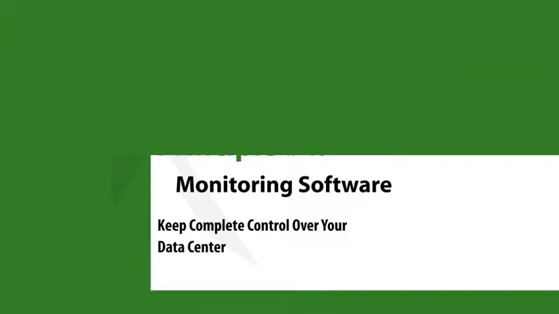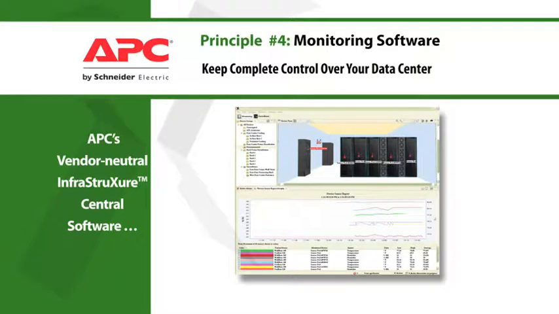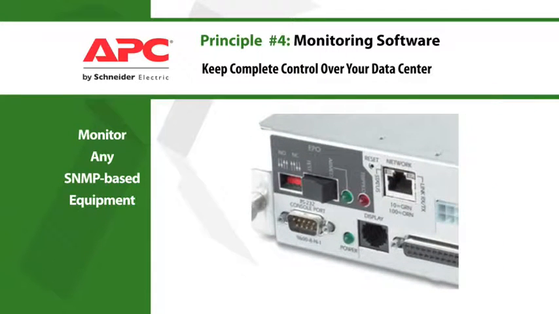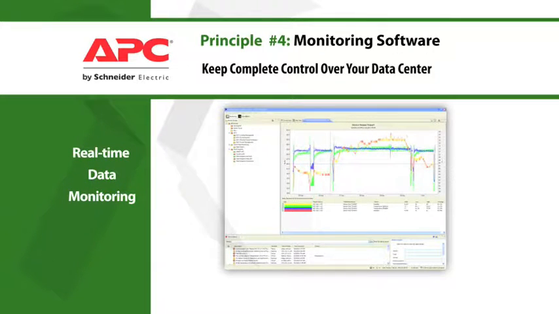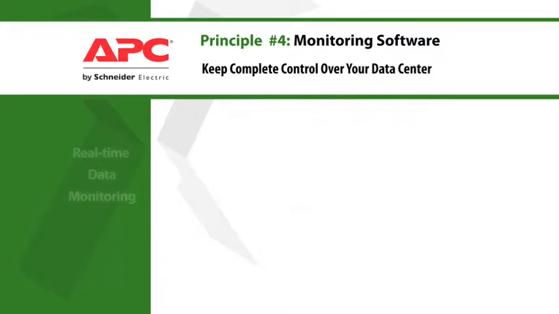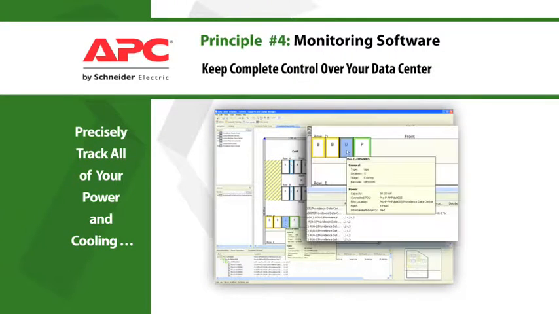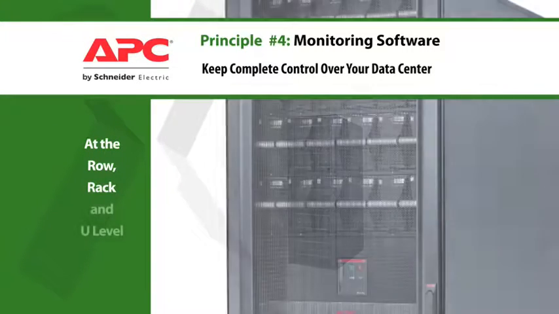Keep complete control over your data center. APC's Infrastructure Central software provides a unified view of complex physical infrastructure environments. It collects, organizes and distributes key information from any SNMP-based equipment. Real-time monitoring enables quick assessment and resolution of events that can adversely affect IT environments. The information can be accessed by multiple users from anywhere on the network for precise monitoring. And of course, the platforms can easily scale and grow with changing business needs.